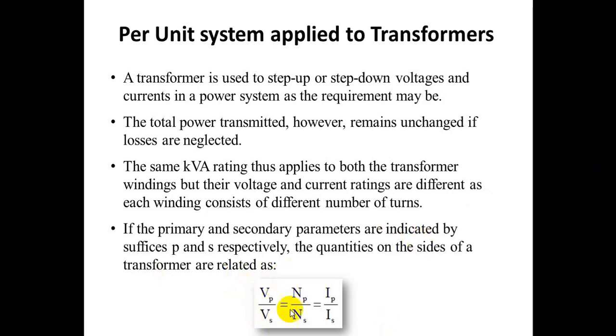Vp over Vs is equal to Np over Ns, which is the turns ratio of primary to secondary, and it is equal to the reciprocal of Ip over Is. Vp over Vs is equal to Np over Ns is equal to, I think this is not correct, it should be Is over Ip. Currents are inversely related to voltages and turns ratio. So these are the general formulas that we apply to the transformer.